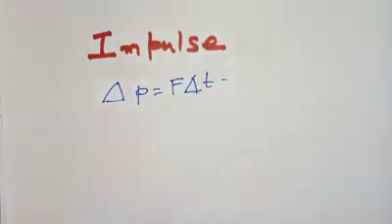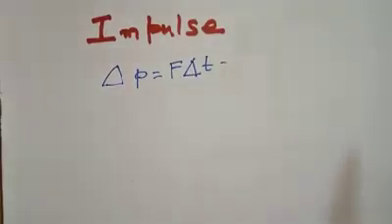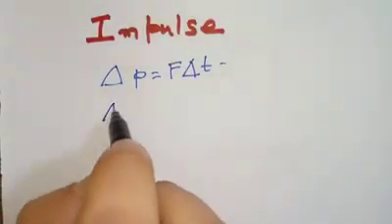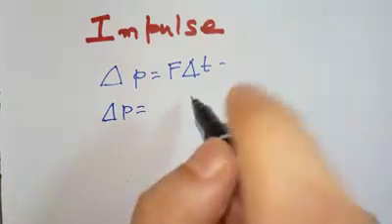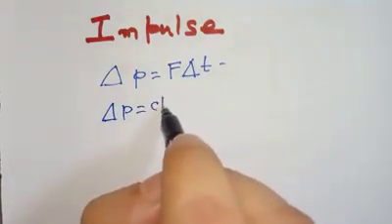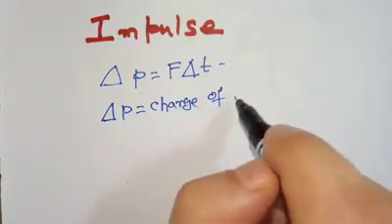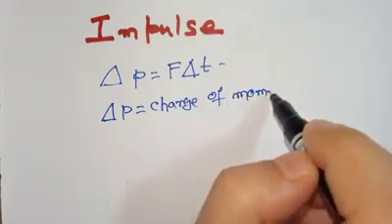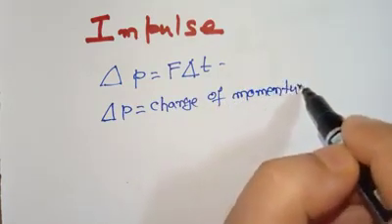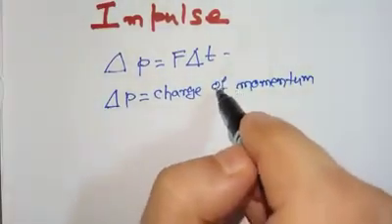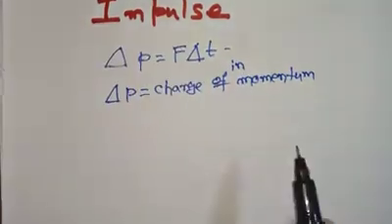This is the formula for impulse. Now, delta P is what? Let me write it for you. Delta P is the change in momentum, not the rate of change of momentum. It is the change of momentum. You can call it the change in momentum.